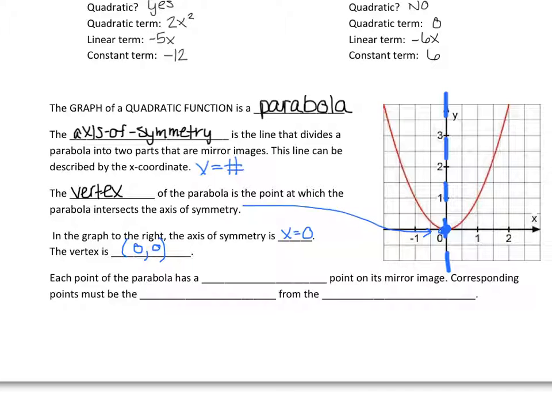Okay, that's the vertex. Vertex is always either a minimum or a maximum. For this graph, what is it? Is it the lowest point or the highest point? Minimum is the lowest point on the graph.